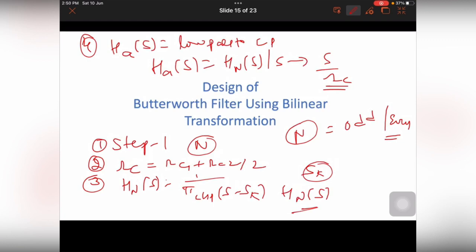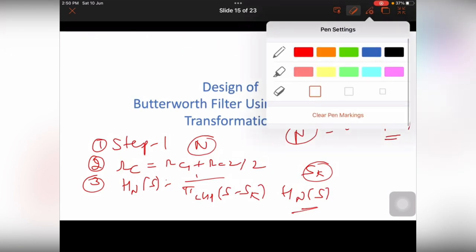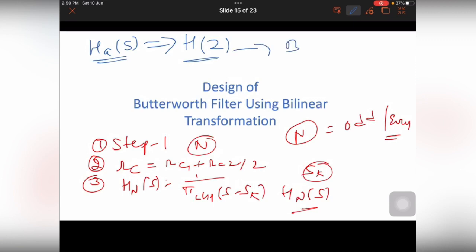In this problem, until step 4 it remains the same. The only extra thing is in step 5: we have to convert whatever analog system transfer function H of s we have to the digital transfer function H of z by using bilinear transformation.